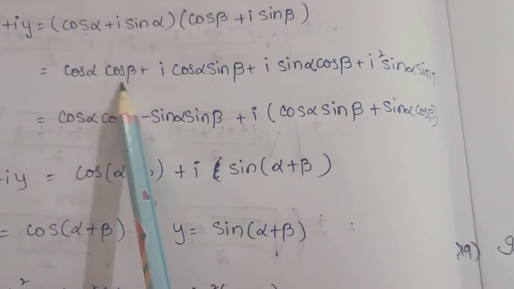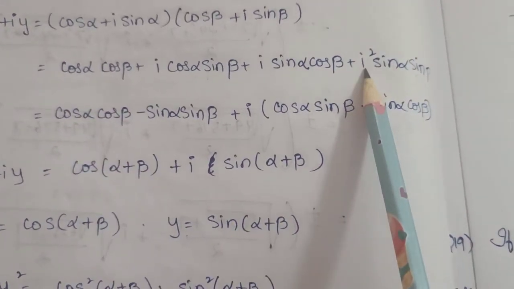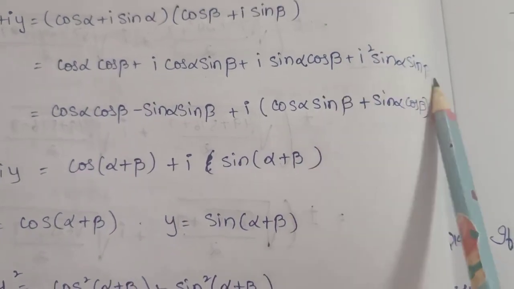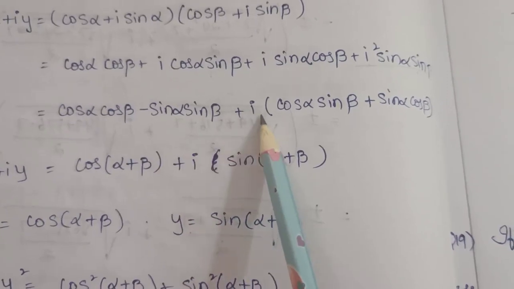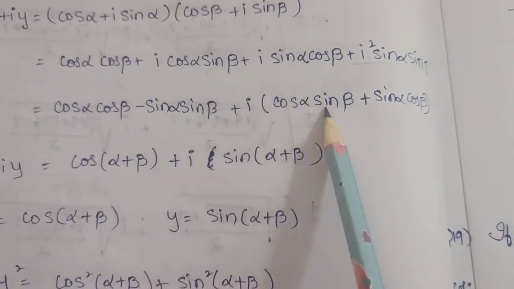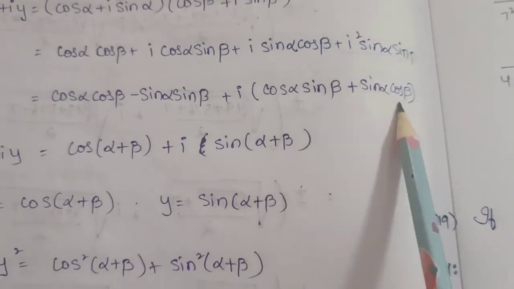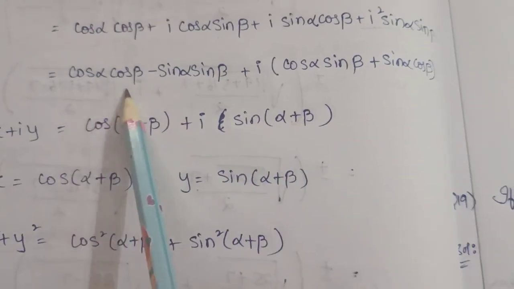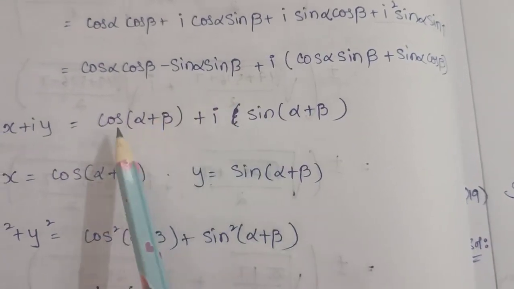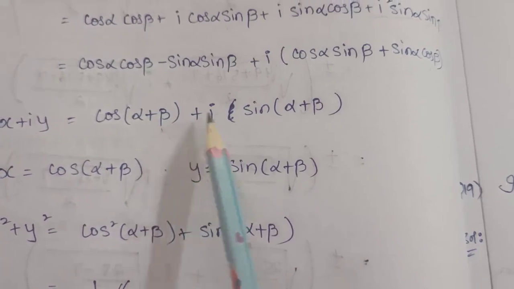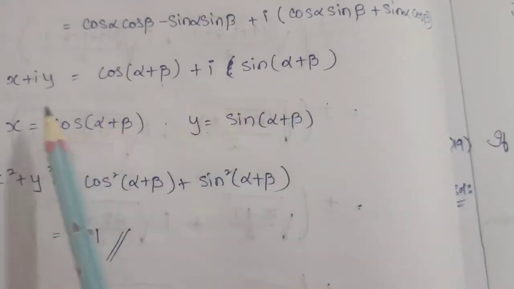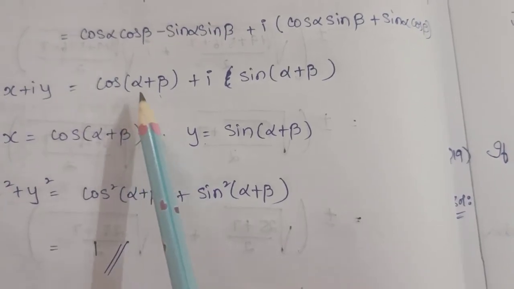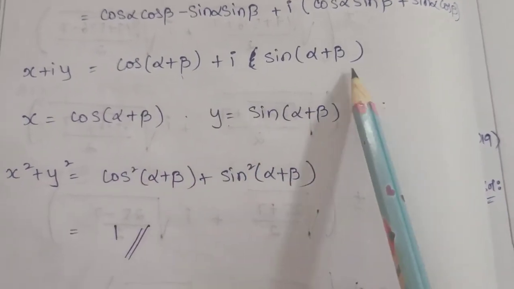Cos alpha plus cos beta, this i square is nothing but minus 1. So this will become minus sin alpha sin beta on one side, plus, taking i common here, cos alpha sin beta plus sin alpha cos beta. Cos alpha cos beta minus sin alpha sin beta is nothing but cos of alpha plus beta, formula is there, plus i into sin of alpha plus beta. So x plus iy is equal to cos(alpha plus beta) plus i sin(alpha plus beta).